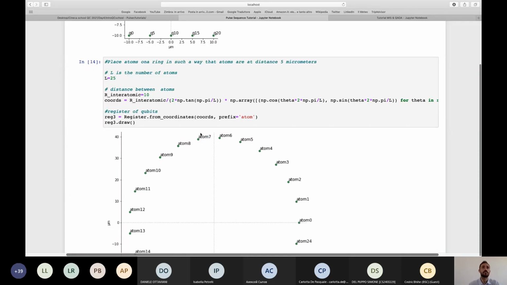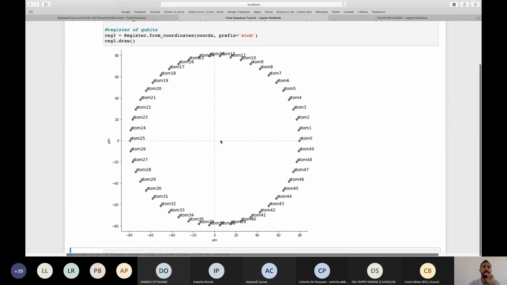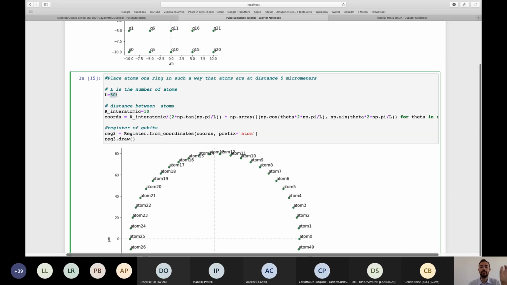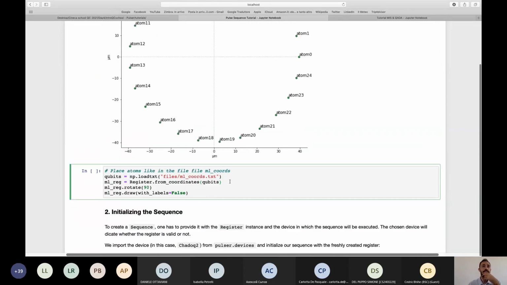So you can increase the number of atoms, like 25, and you get more atoms. What happens if I get 50? You can also have 50. At this point you can do almost everything. Then on the real hardware, or on the emulator of the real hardware, you will have some constraints. So let's leave it at 25. You can also do something more exotic.